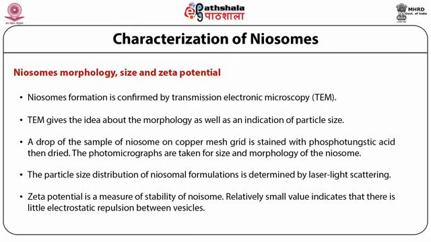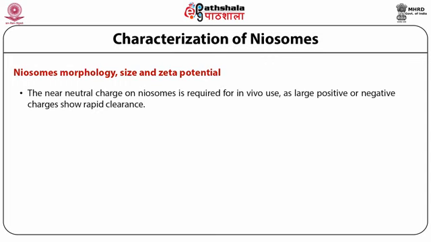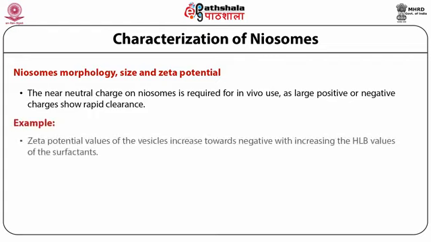A relatively small value of zeta potential indicates that there is little electrostatic repulsion between vesicles. The near neutral charge on neosomes is required for in vivo use, as large positive or negative charges show rapid clearance. For example, zeta potential values of the vesicles increase towards negative with increasing HLB values of the surfactants.